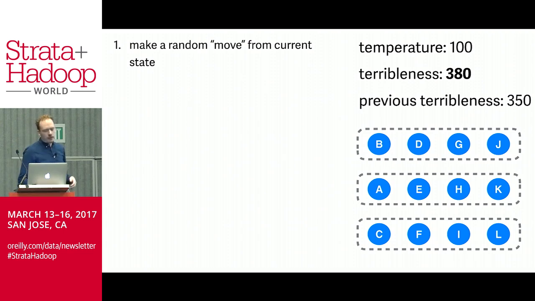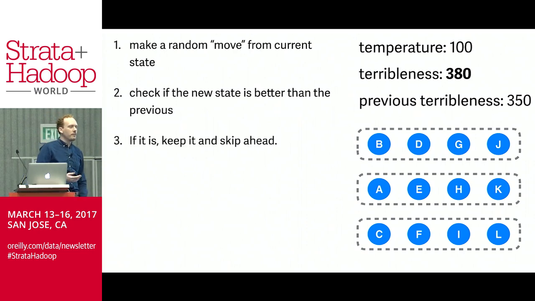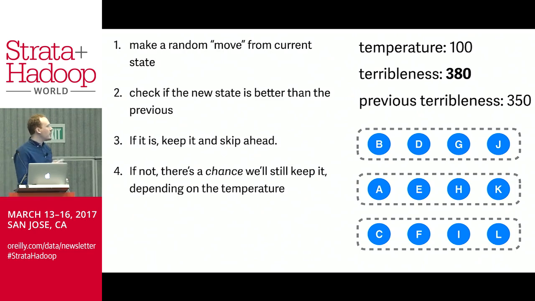So we make that move. You'll notice that the terribleness of all these groups changed. It actually went up. So we check: if it's better than the previous one, we're just going to keep it, right? Because you found a better group than you had, so we want to stick with that. If it's not, though, here's where the stochastic piece comes into play. There's a chance that we'll still keep it, depending on that temperature.